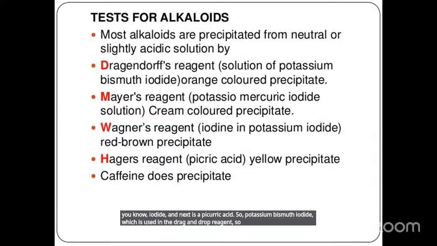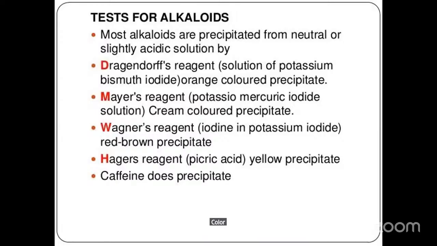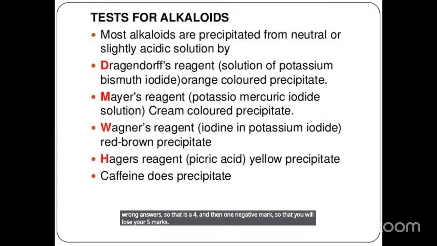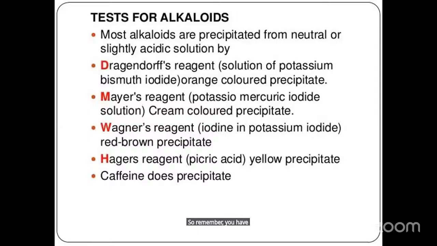So what do students do here? They remember the color and name of the chemical test, but sometimes they ask about the chemical reagent, and the focus is on the reagent. At that time we do not know it, and we miss out, particularly the 4 plus 1, 5 marks, because we go for wrong answers. That is 4, and then 1 negative mark, so you will lose your 5 marks. So remember, you have to go through all these things.